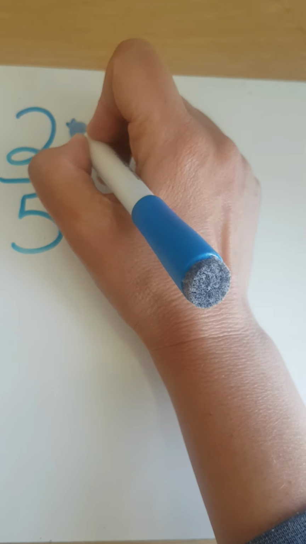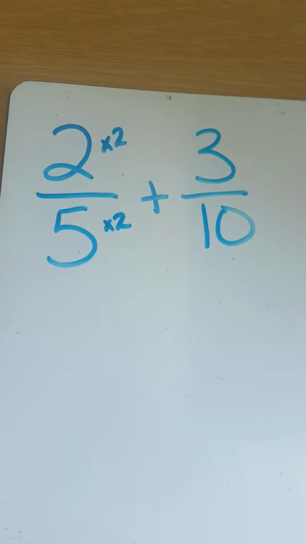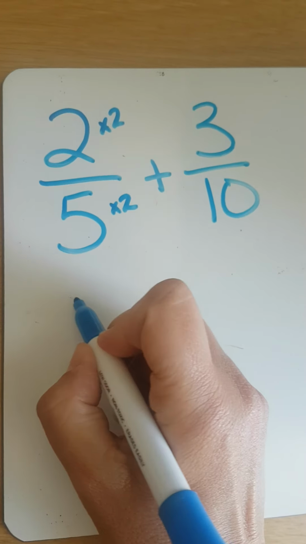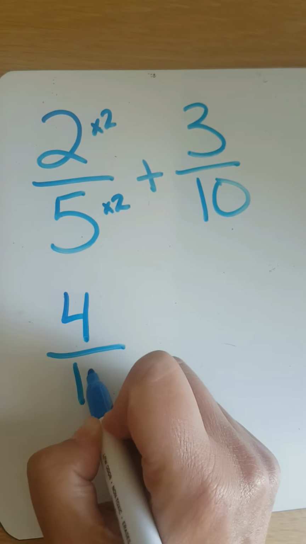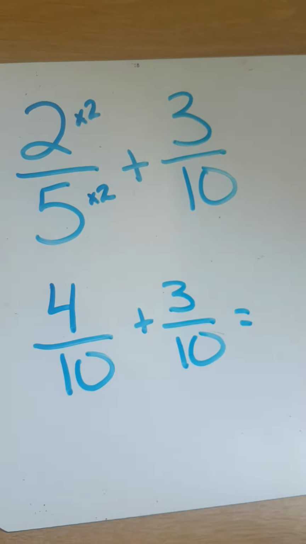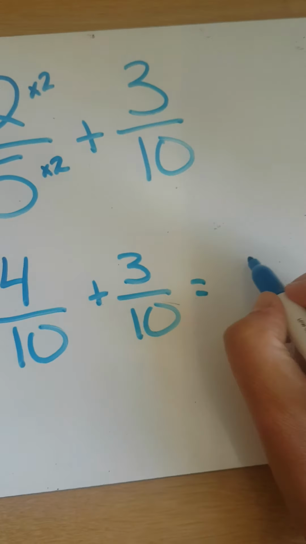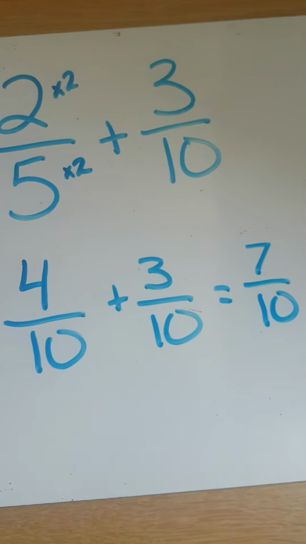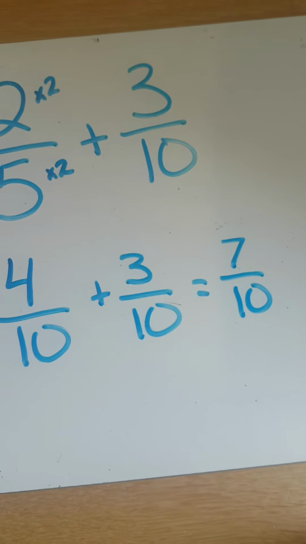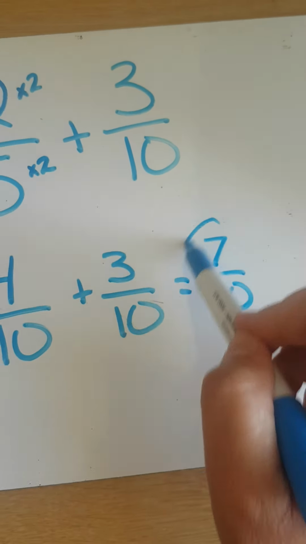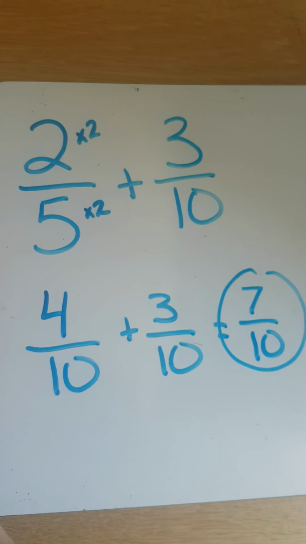So if I multiply it down there, I multiply it in the numerator as well. So my new fraction becomes 4 over 10 plus 3 over 10, which now equals 7 over 10. And I ask myself, can I simplify this answer? The answer is no. So this is my final answer right here. Let's do another one.